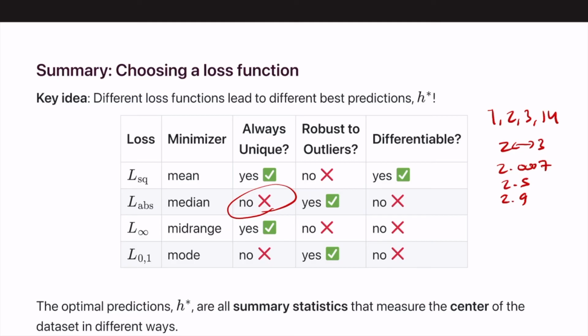So these are just a good way to really dip your toes into the idea of minimizing and trying to find out what the best possible prediction could be for a given data set.